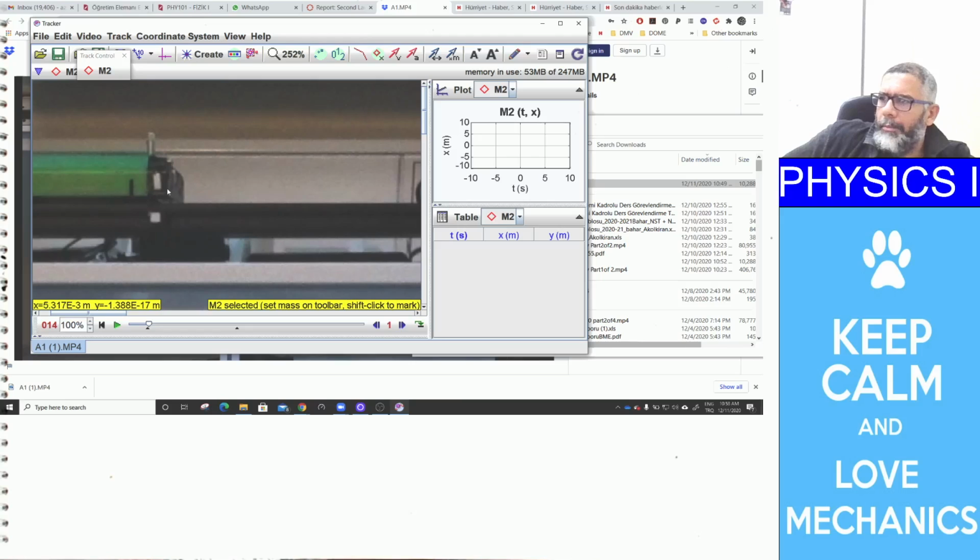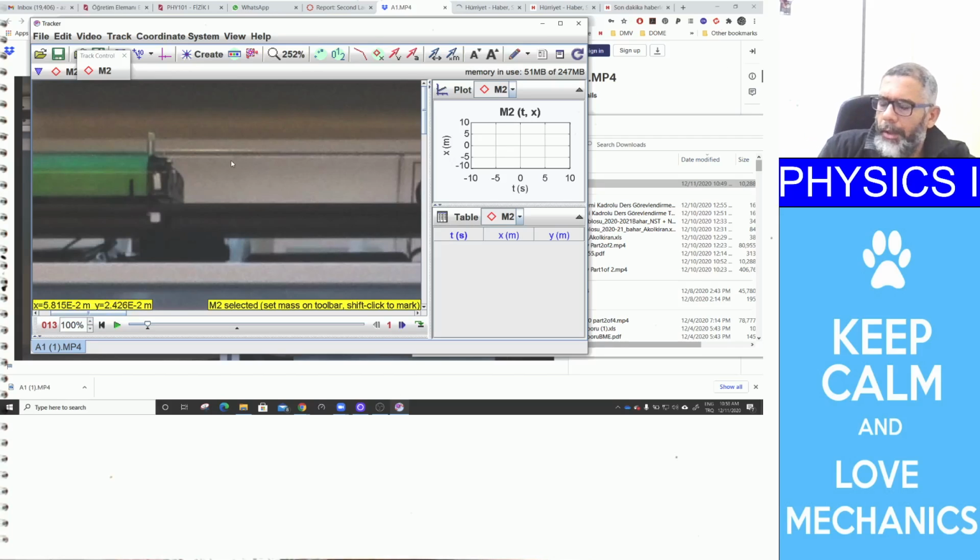In every frame, Tracker will run the video frame by frame, and in every frame it will take the position of this cart and the timing. It will record position and timing on the table, and at the same time it will also produce an X versus time graph over here.